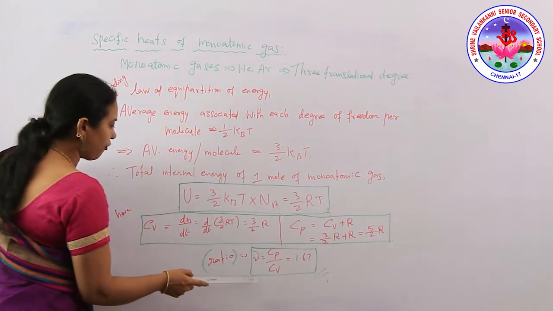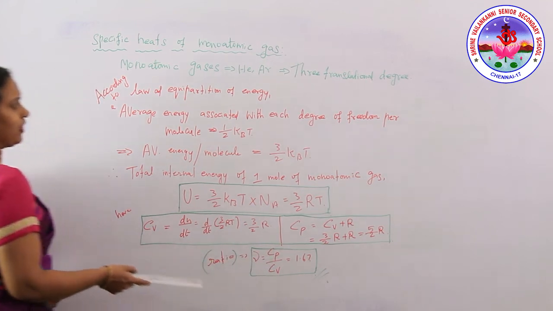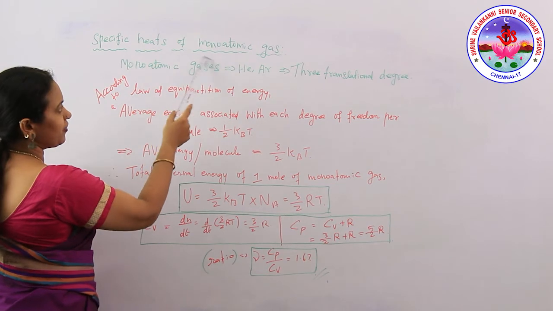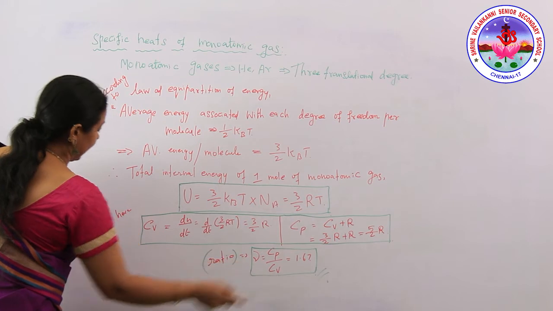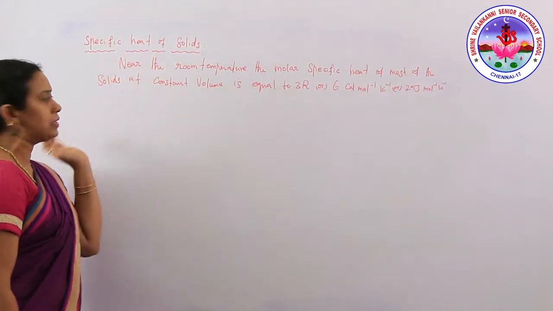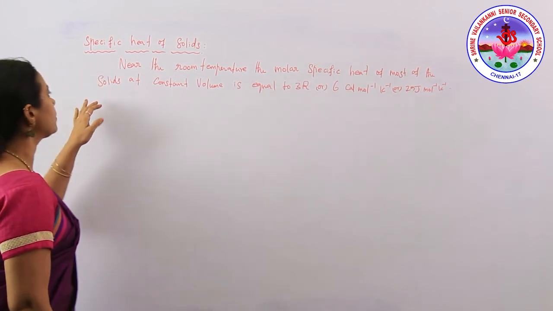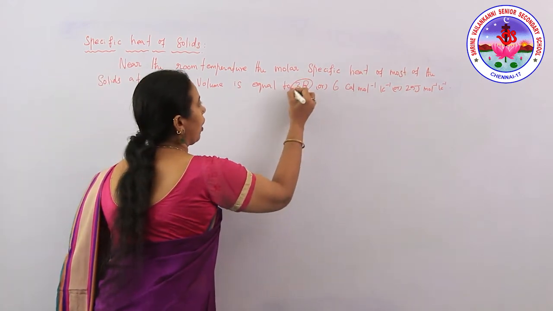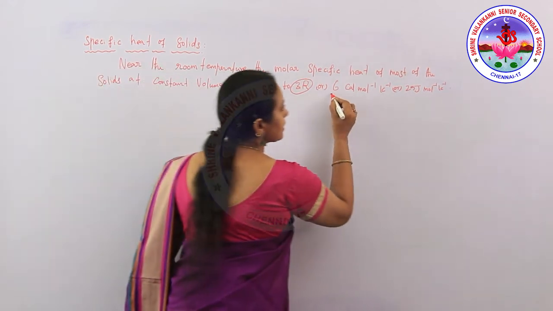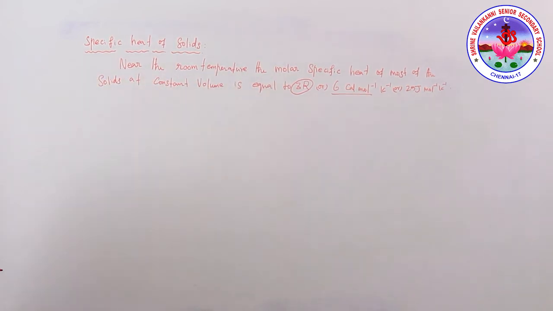So the ratio gamma, which is equal to Cp by Cv, we have to get from the specific heats of a monatomic gas. So that is equal to 1.67, we will get. Now the specific heat of solids. Near room temperature, the molar specific heat of most solids at constant volume is equal to 3R, or 6 calorie mole^-1 Kelvin^-1, or 25 joule mole^-1 Kelvin^-1.